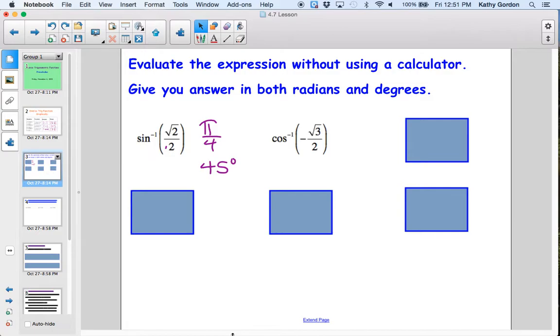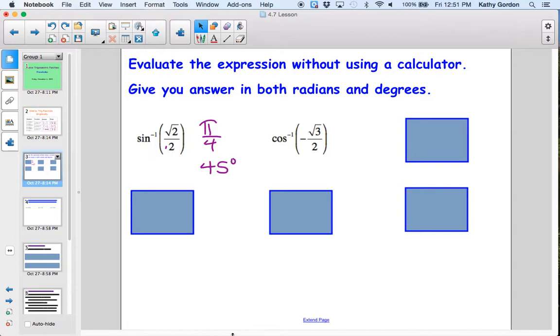It still works. It's just getting very fake. Yes. Boom. Same answer, 5 pi over 6. And it can't be negative pi over 6. Yes. Oh, yeah, that would be wrong.